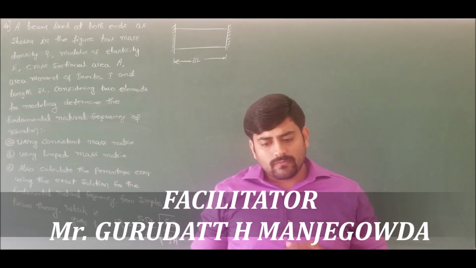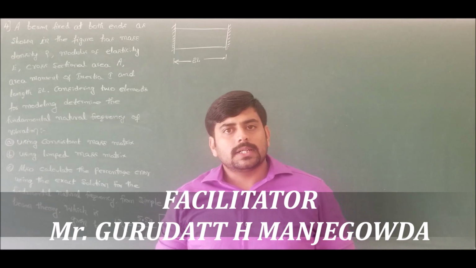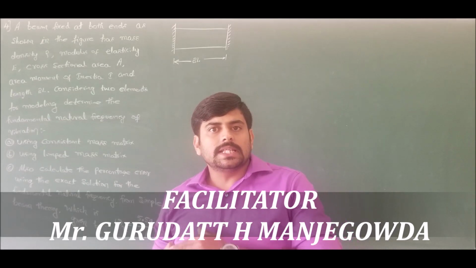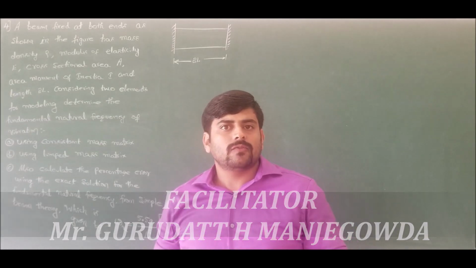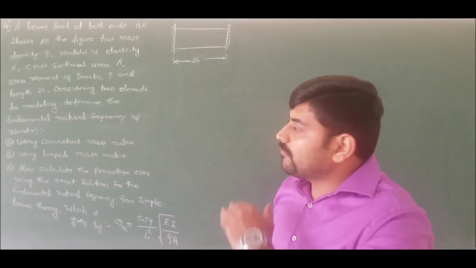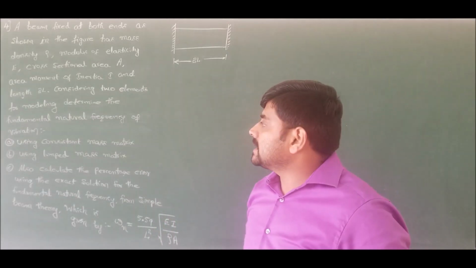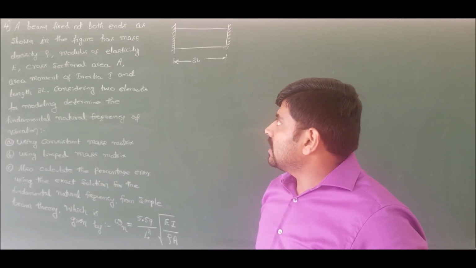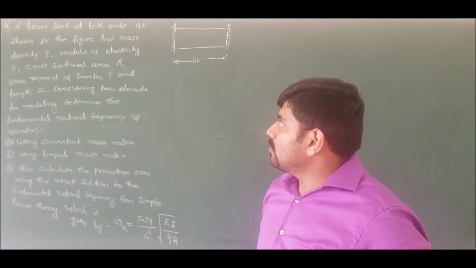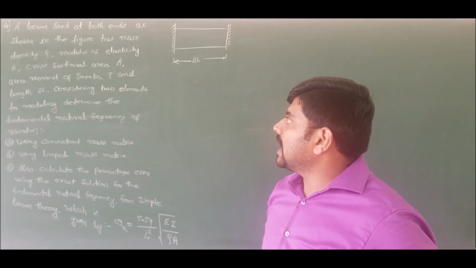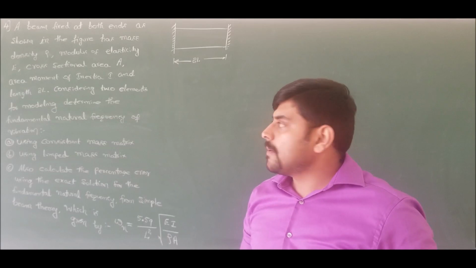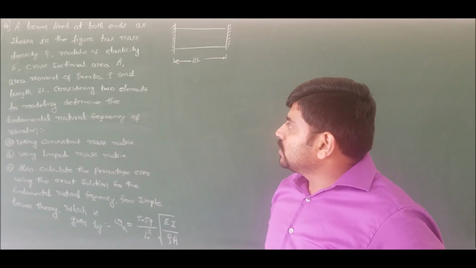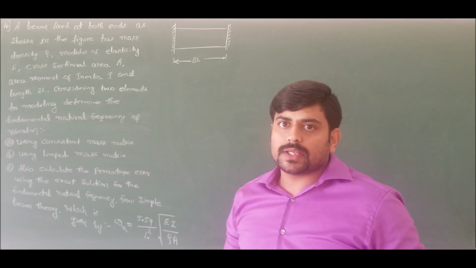Let us solve the final problem on dynamic analysis, which deals with the transverse vibration of a beam. Problem number 4 of our discussion states that a beam fixed at both ends, as shown in the figure, has mass density rho, modulus of elasticity E, cross section area A, area moment of inertia I, and length 2L. Considering two elements for modeling, determine the fundamental natural frequency of vibration.